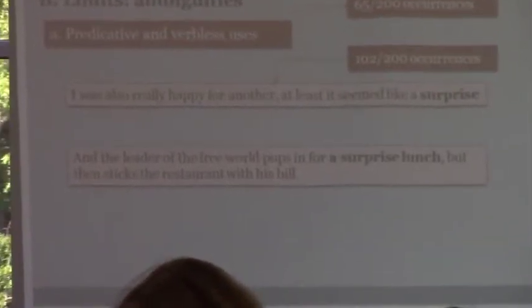I think that three sources of ambiguity can be identified: predicative and verbless uses, performative uses, and the presence of modifiers, complements, possessives. The predicative uses amount to a little more than 100 occurrences out of 200. The first example here is typical of the predicative use. It seemed like a surprise.